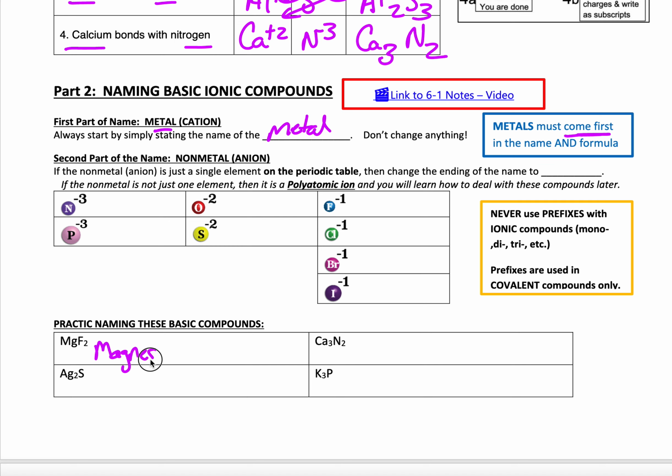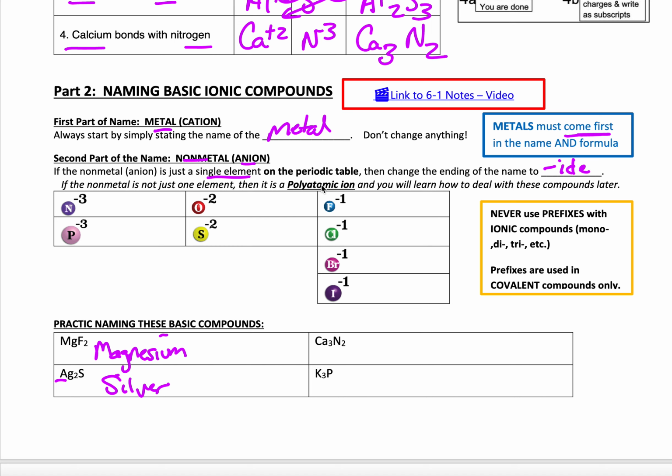I would write magnesium. The next one, Ag, is silver. I would just write silver. Then the second part of the name is your nonmetal or your anion. If the nonmetal or the anion is just a single element on the periodic table, which is what we're starting with, then you change the ending to "ide."